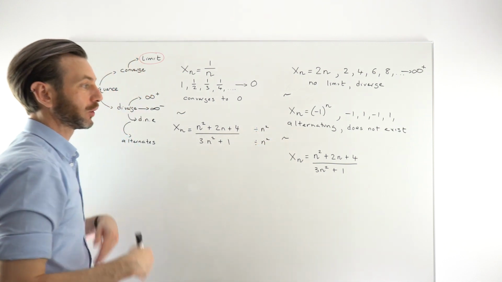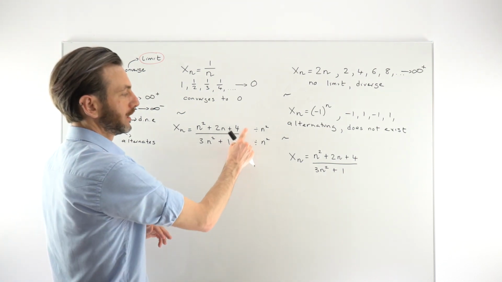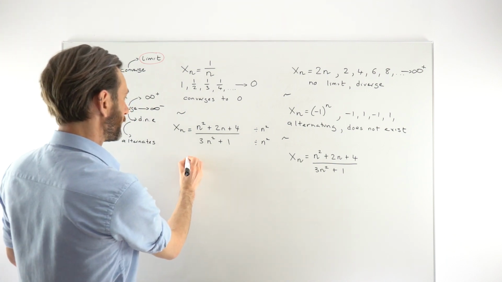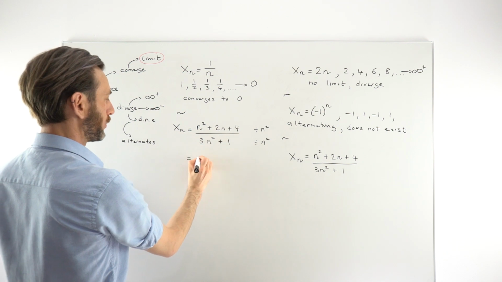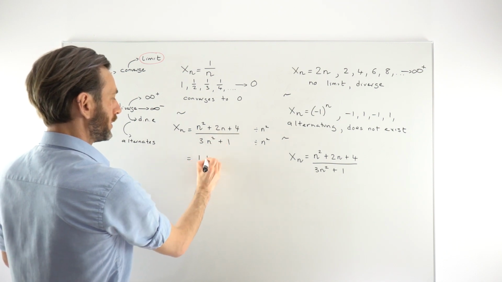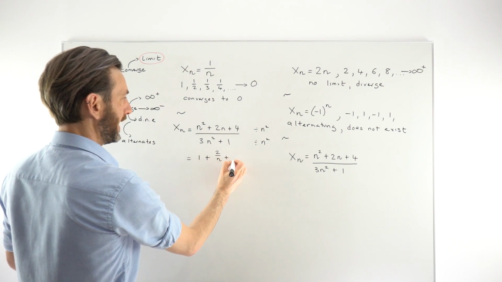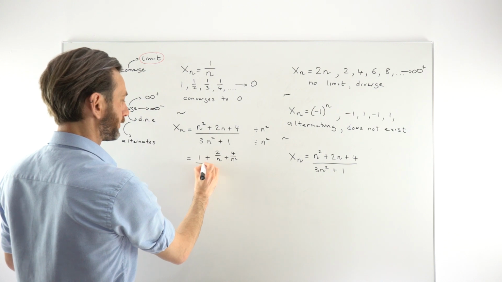So just writing an equivalent fraction, because we're not changing the fraction by doing that, we're just dividing top and bottom by the same thing, which is fine. You're allowed to do that. So if we divide each term by n squared, n squared divided by n squared is 1. 2n divided by n squared is 2 over n. 4n divided by n squared is 4 over n squared.